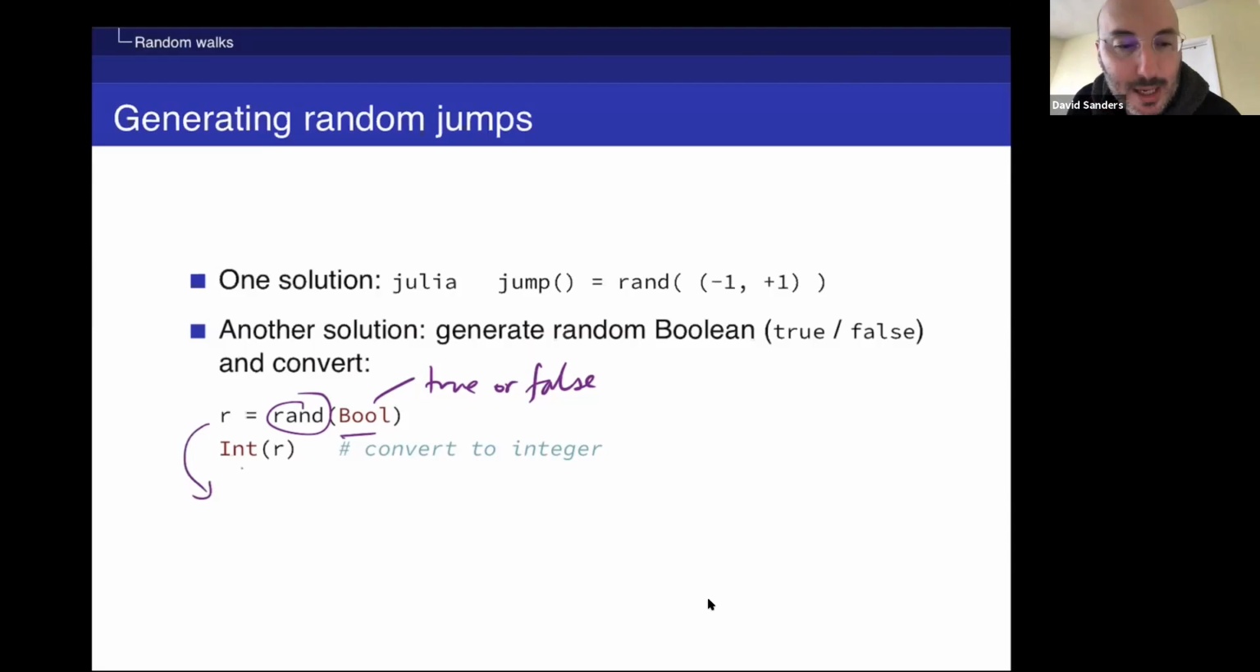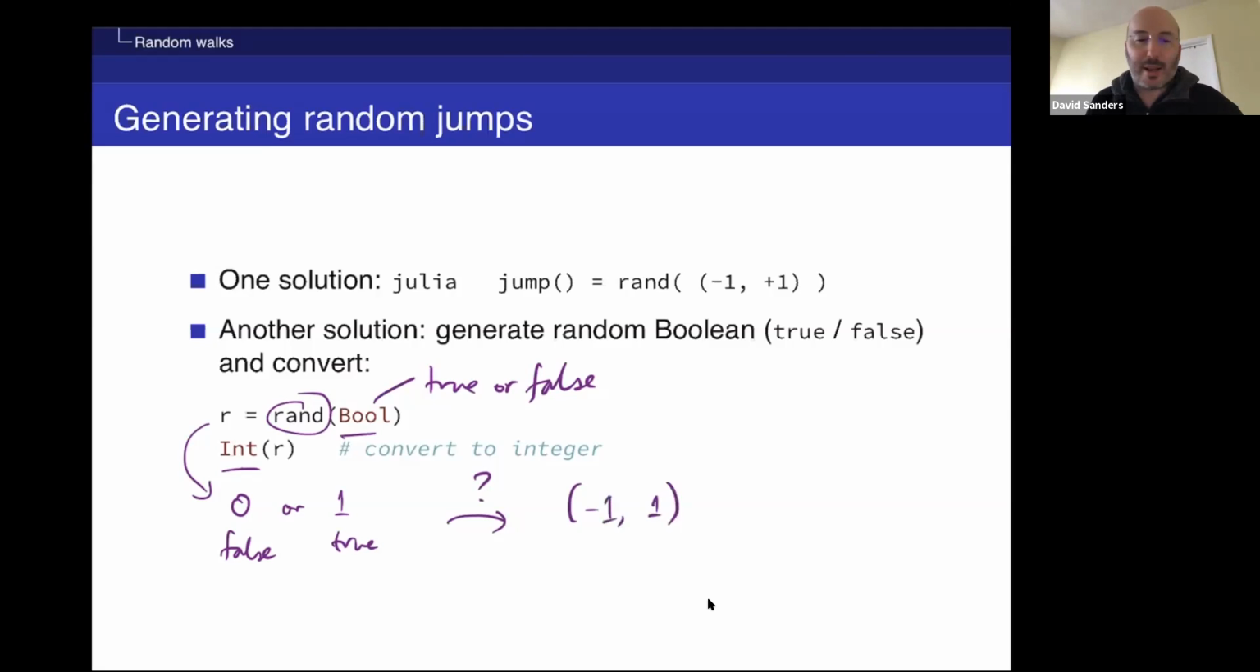Now I want to convert that. I actually want a number out, -1 or +1. But when I convert that true or false to an integer, I'll get a 0 or a 1. So 0 corresponds to false, and 1 corresponds to true. How can I now convert that to -1 or 1? Of course I could do that with an if: if the result was 0, give me a -1, else if it was a 1, give me a 1. I could do that, but maybe there's a different way to do it.